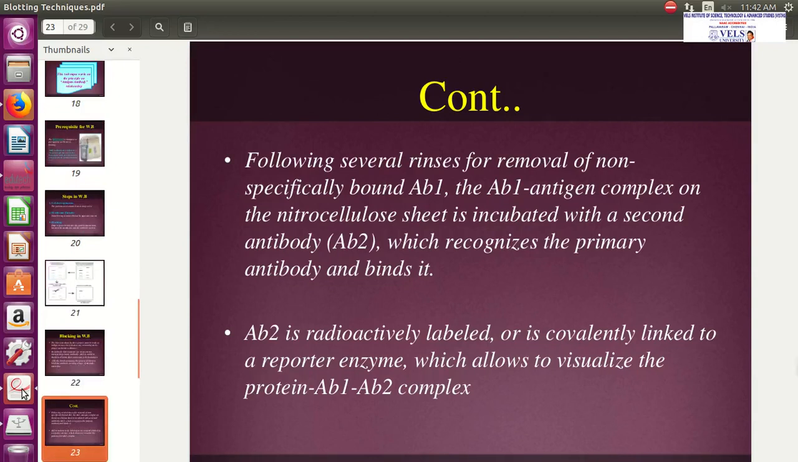Following several rinses for the removal of non-specifically bound antibody 1 and antibody 2, we have the antigen complex on the nitrocellulose. Here antibody 2 binds to another protein which is non-specific in nature, so that has to be removed. The antibody is radioactively labeled or covalently linked to a reporter enzyme, which allows us to visualize the AB1 AB2 complex. AB1 and AB2, antibody 1 and antibody 2, are important so that they bind to the specific protein present.